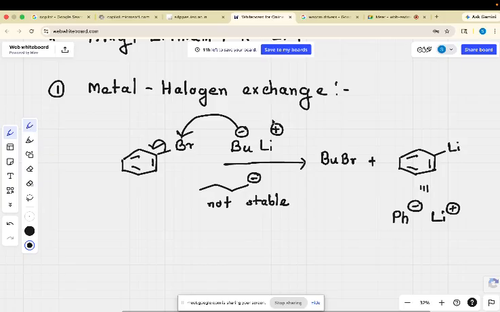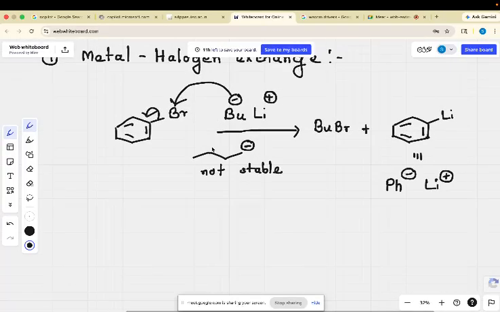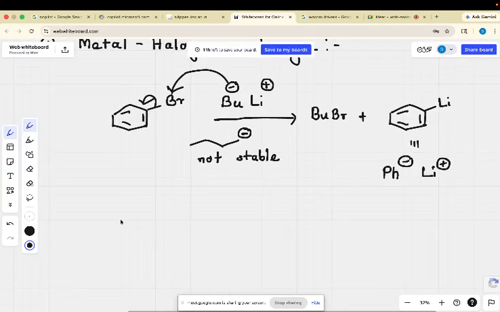Clear? Clear what is happening? Metal halogen exchange. So here this alkyl part is attacking on the bromine. Now when will it attack? If you have halogen, then only it will attack. So I am writing simply here. Suppose you have this, any halogen can be present there, not fluorine. Fluorine is not a very good leaving group. So chlorine, bromine, iodine, any type of halogen you can have there.